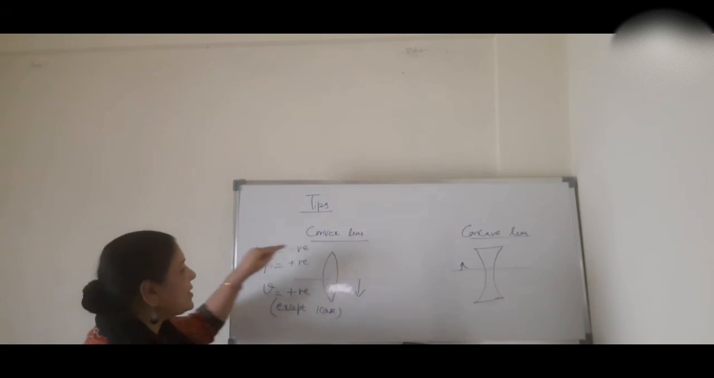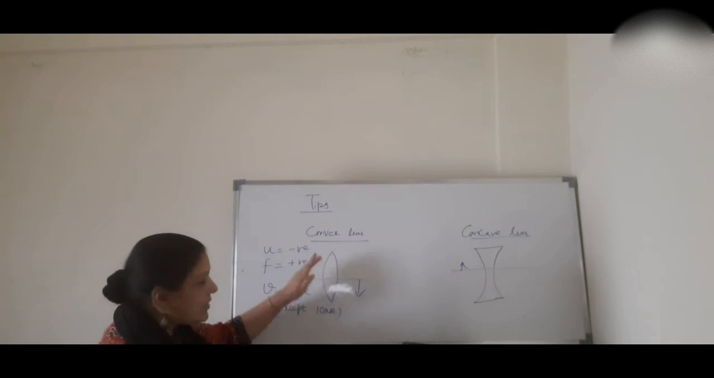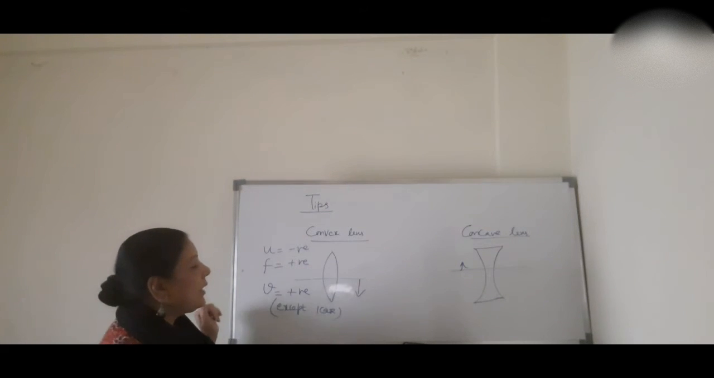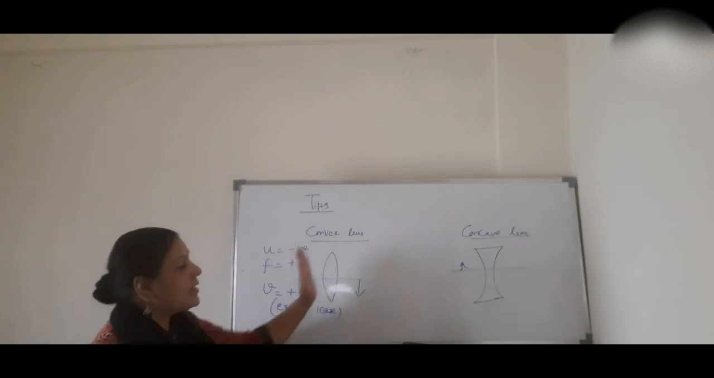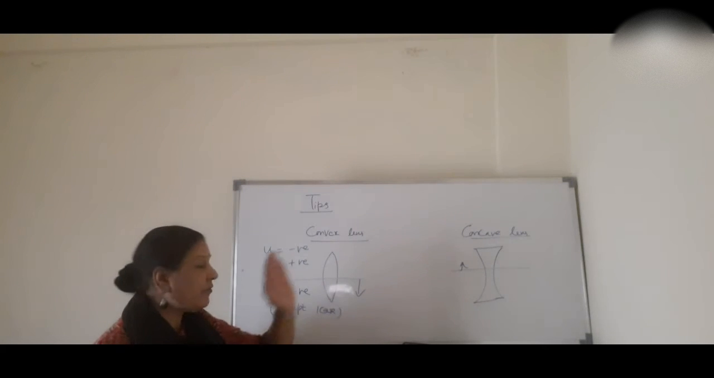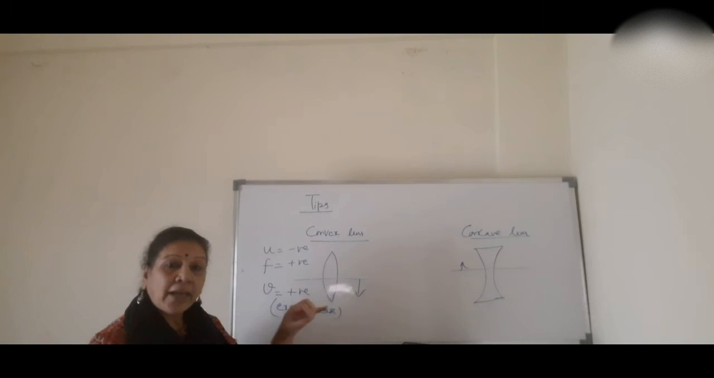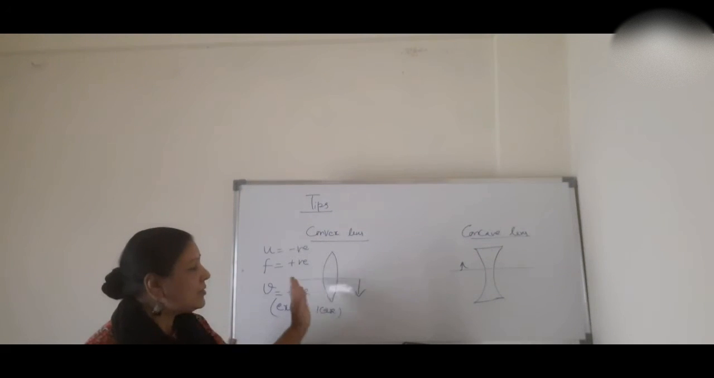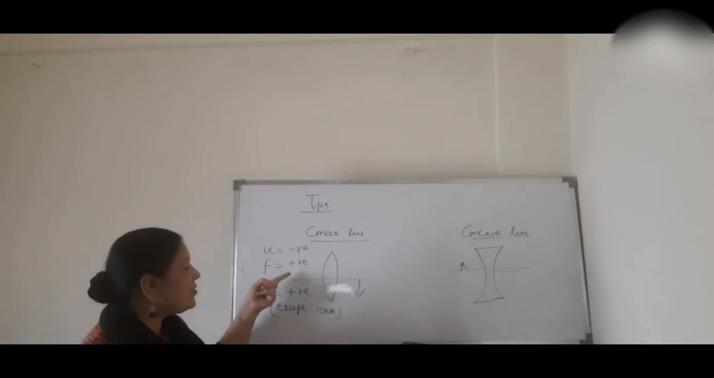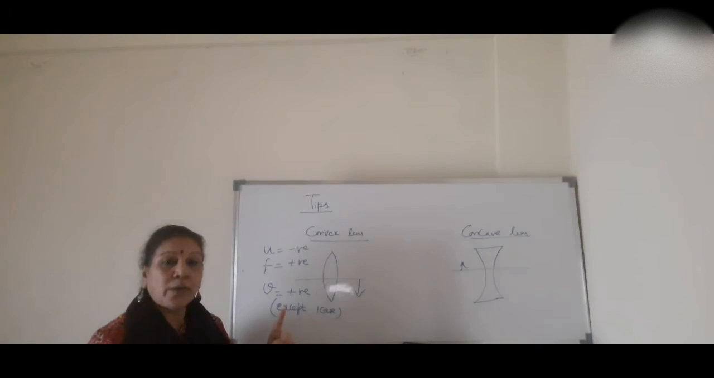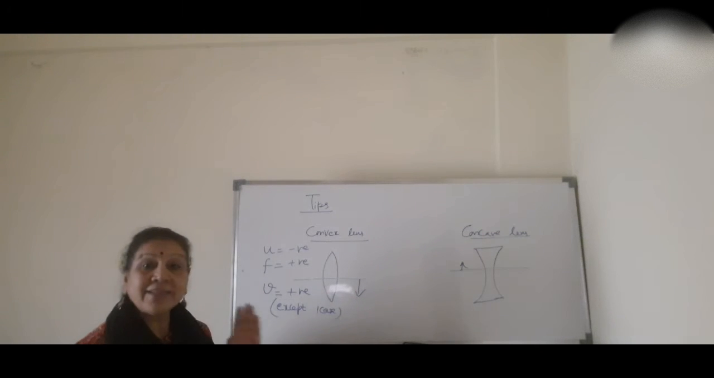So for a convex lens, U is always negative because its direction is opposite to the direction of the incident ray. F is always positive. If you consider parallel rays coming and converging to the focus, it is on the other side. So F is always positive and V is positive except in one case. This is all about the convex lens.